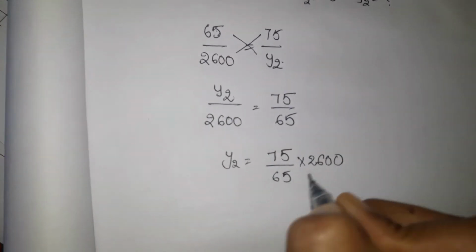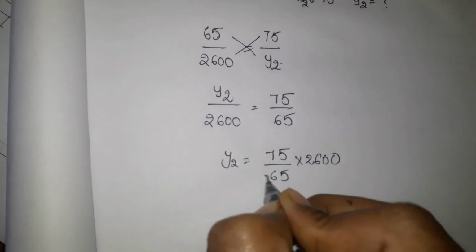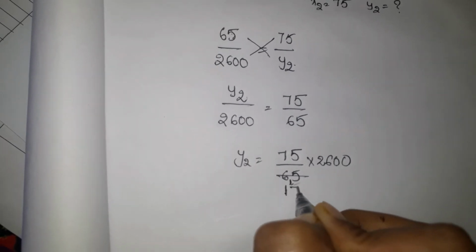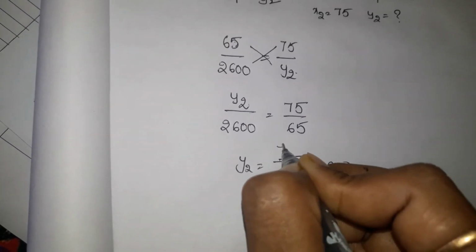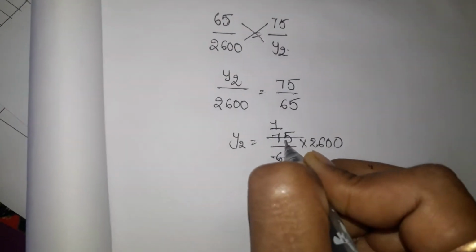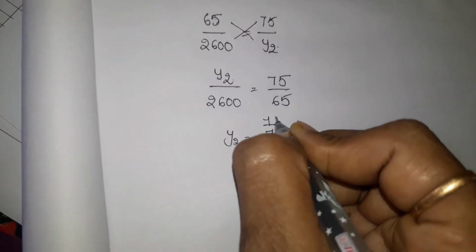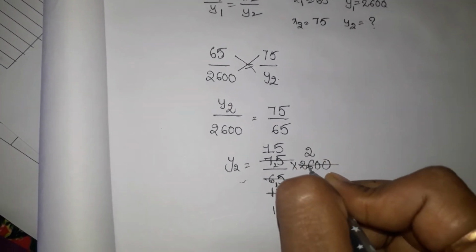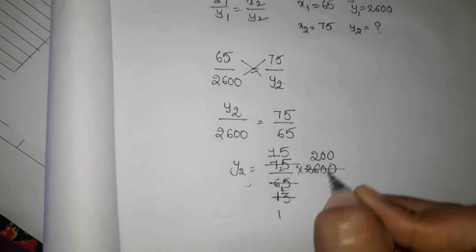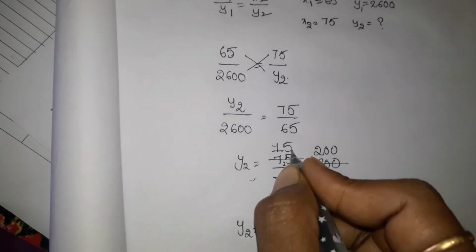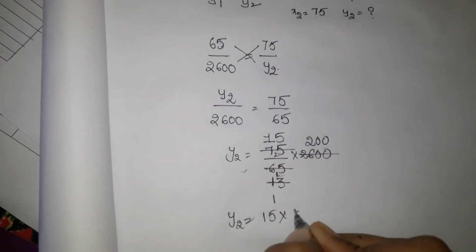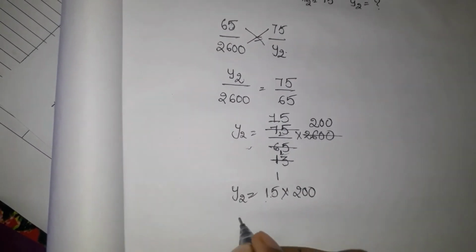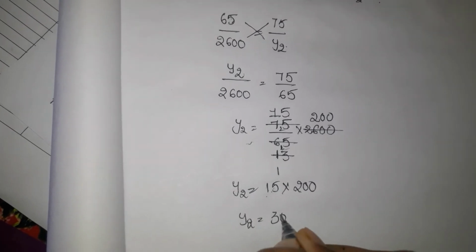Now we take the 5 table and cut this. 5 ones are 5. How much remains? 1 remains. So 15. 5 threes are 15. Here also 5 ones are 5. How much remains? 2 remains, right? So 25. 5 fives. So here 13 ones are 13. 13 twos are 26, right? 0 0. So y2 equals 15 into 200, right? What are 15 twos? 15 twos are 30, right? So y2 equals 3000.